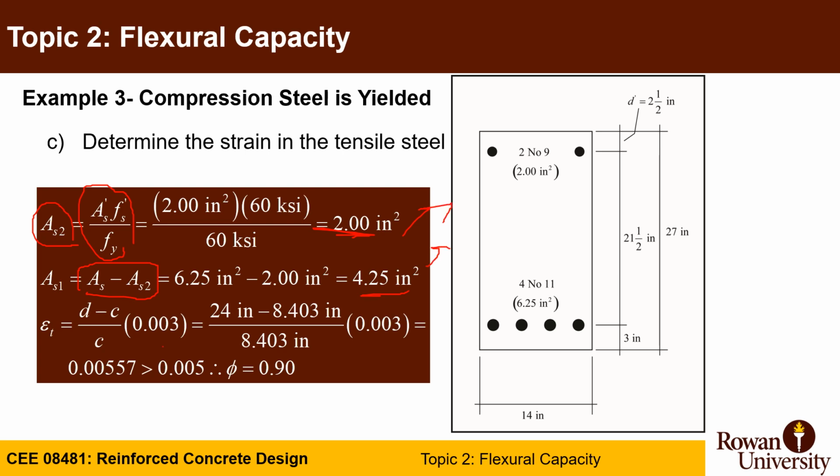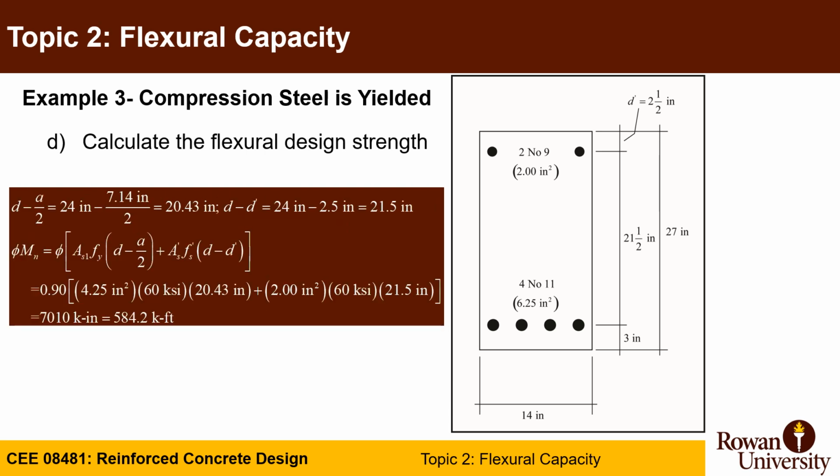You have to calculate if steel yielded in tension from the famous equation, epsilon T equals D minus C divided by C times 0.003, which gives you strain of 0.0557, more than 0.005, so phi equals 0.9. Very good news. And now you can calculate from this equation directly, as we have AS1 calculated and AS2 or AS dash, or as we mentioned a couple of slides ago, by calculating the forces on arms separately.